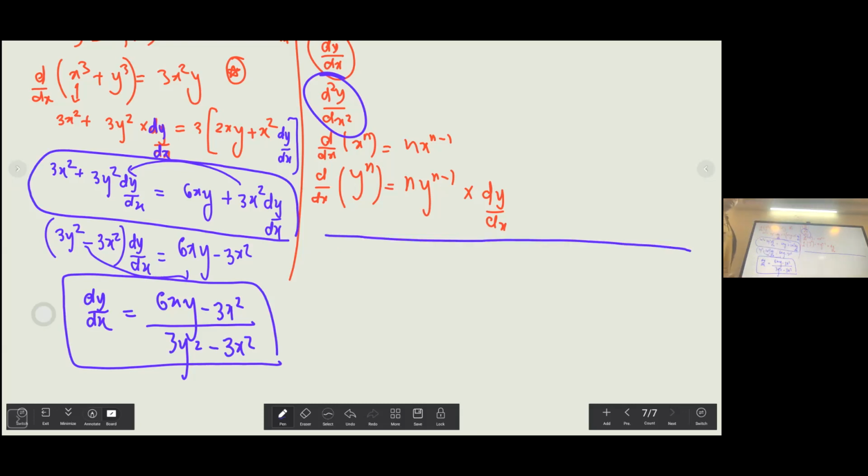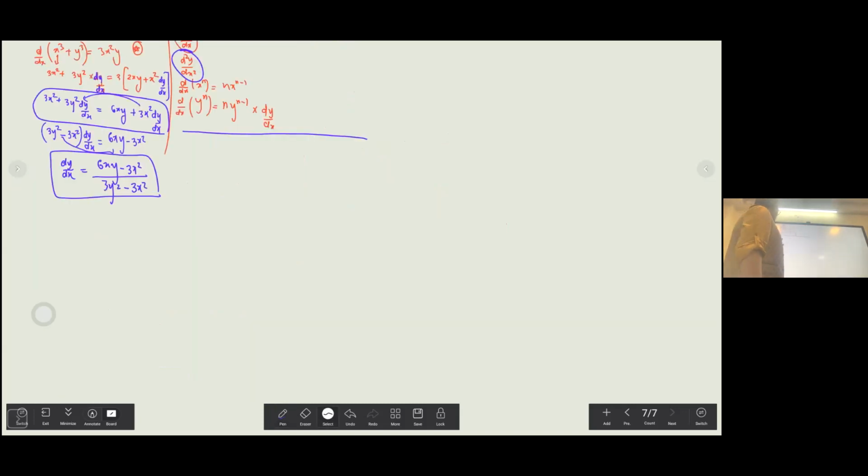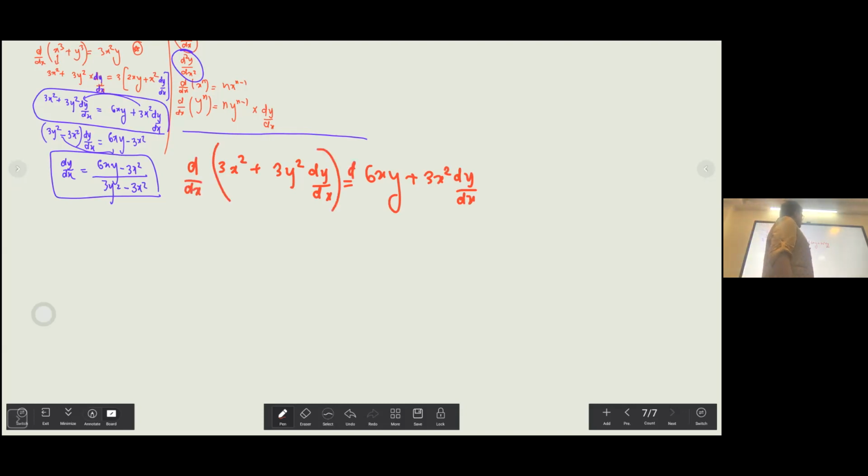So let's see, how do we apply the derivative at this stage? I'm just going to rewrite that expression once again. The expression here that we've got is 3x squared plus 3y squared dy by dx equals 6xy plus 3x squared dy by dx. Now, how do we apply the derivative at this stage? You basically take the derivative of both the sides with respect to x.